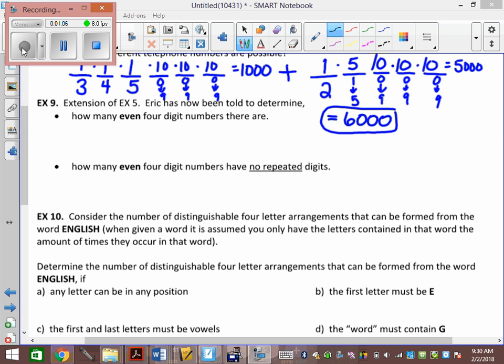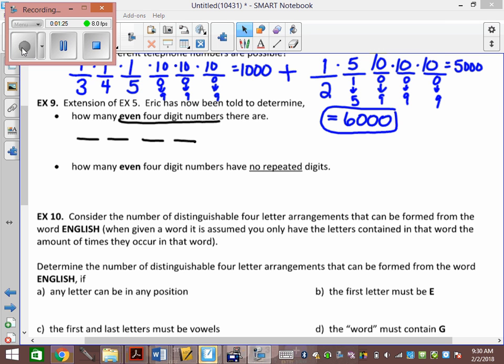So let's look at this. How many even 4-digit numbers? So we have 4 blanks. What are our restrictions on this? If it says even, what does that mean? What does 4-digit numbers tell you indirectly for a restriction? What about your first blank? Yeah, 1 to 9. Your first blank can't be 0.